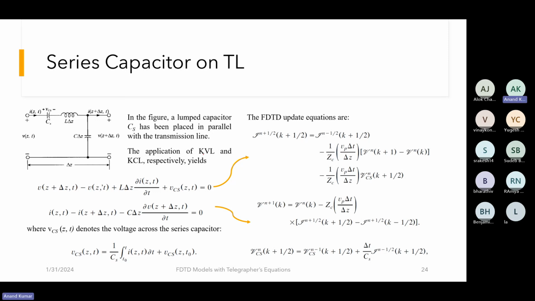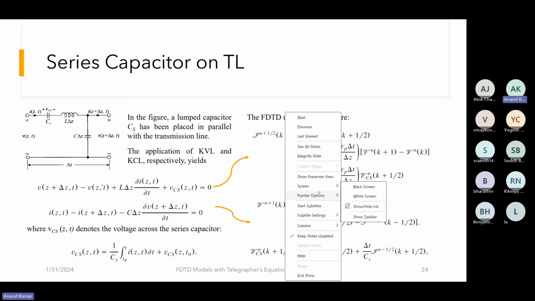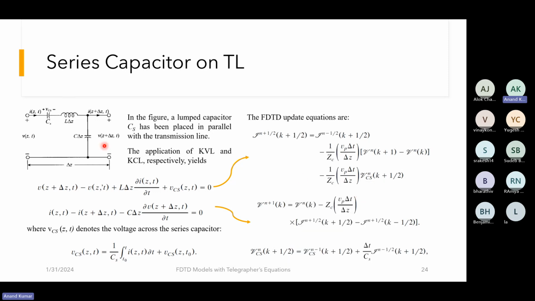I can't see my pointer. Okay, let me just use the list.